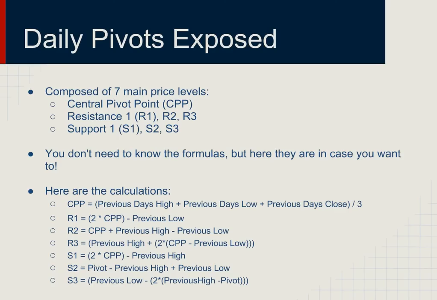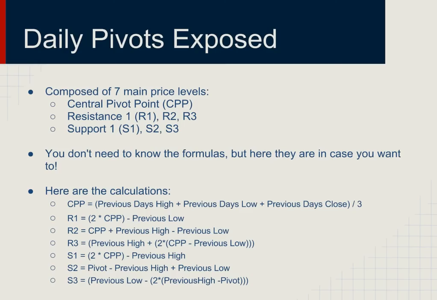Let's have a look at the daily central pivot. So CPP is equal to the previous day's high plus the previous day's low plus the previous day's close, divided by 3. Note we don't use the previous day's open price. This is just a very common way of calculating the central pivot point. I don't know why the previous day's open price is not used. So I just wanted to mention that in case you want to do these calculations yourself.